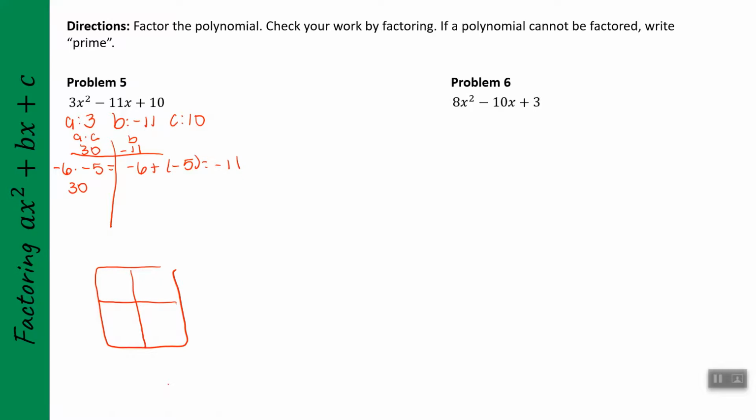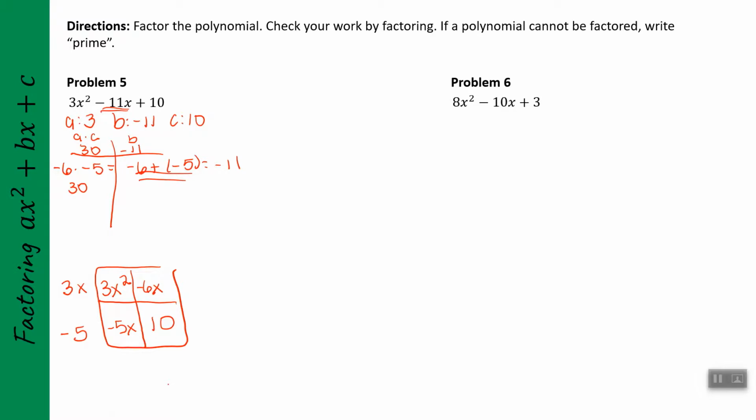First box is always our first term. Last box is always our last term. And then this middle term always gets split into our two factors. So we have negative 6x and negative 5x. In common between 3 and 6, they both have a 3 in common, and they both also have an x. Negative 5 and 10, they have a negative 5 in common. They don't have any variable in common.